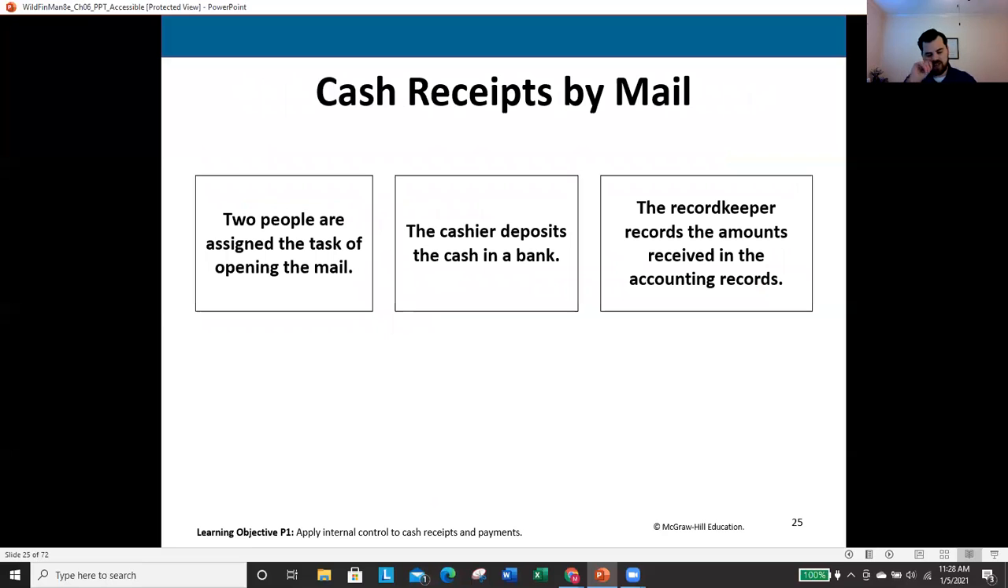Now, if we receive cash by mail, here's the procedure we should see. The first is that 2 people should be opening the mail at the same time. I should not have one person opening all of the mail on their own, because all they've got to say is, oh no, we never received the mail from customer letter A. All right, they said they mailed a check, but the post office must have lost it because we never got it, right? So you want to make sure at least 2 people are always opening the mail. You want to have the cashier deposit the cash in the bank, and then of course the record keeper will record the amount received in the accounting records.